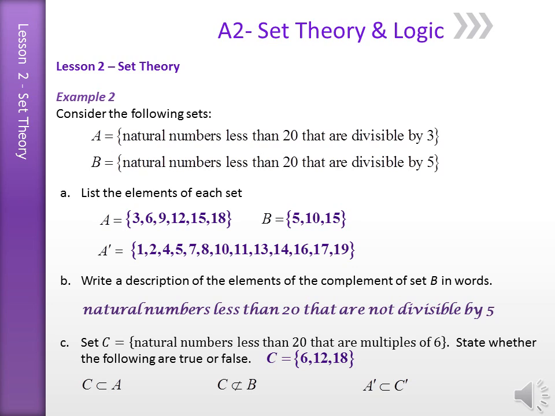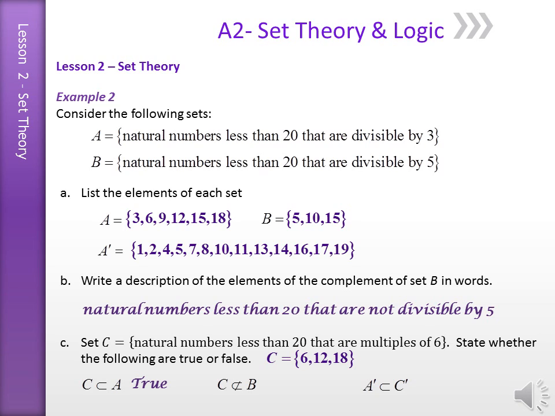Now, would C be a subset of A? Well, we look at each element in C, and we see that 6 is an element of A, 12 is an element of A, and 18 is an element of A. So indeed, C is a subset of A. That's true.